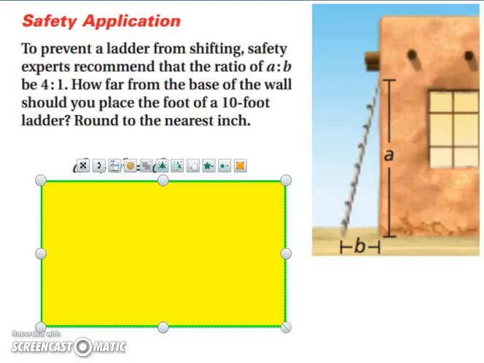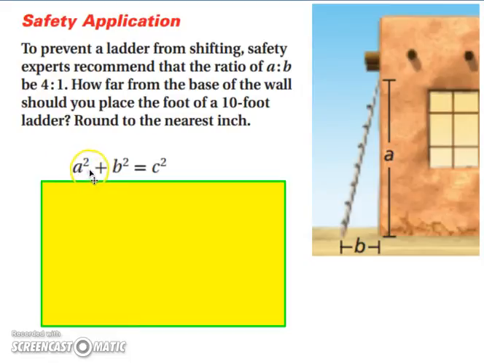Let's look at a safety application. To prevent a ladder from shifting, safety experts recommend that the ratio of a to b, so height to length across the ground, be 4 to 1. How far from the base of the wall should you place the foot of a 10-foot ladder? Round to the nearest inch.